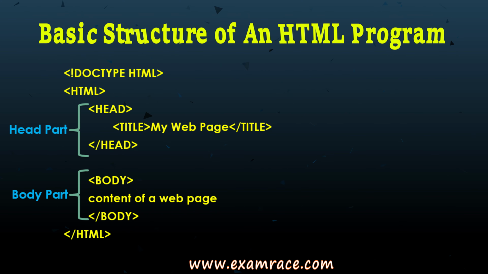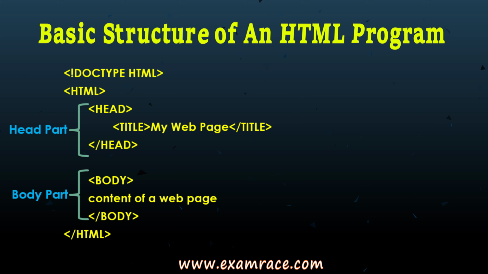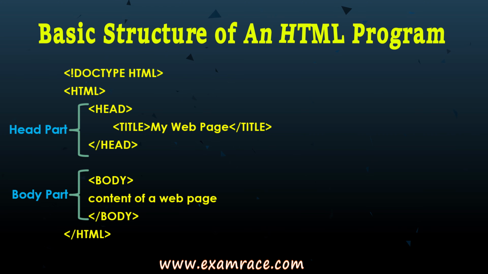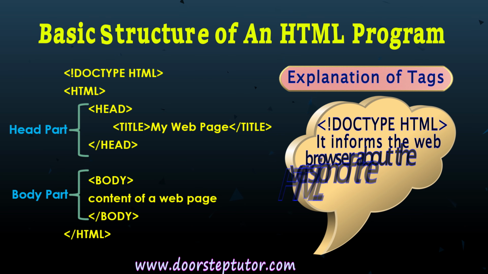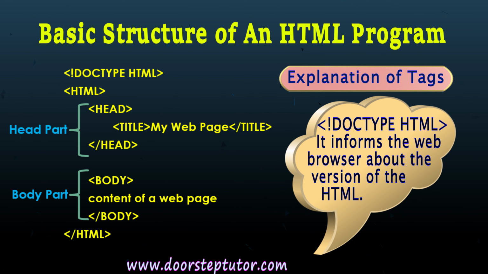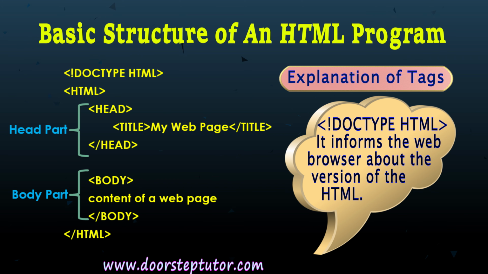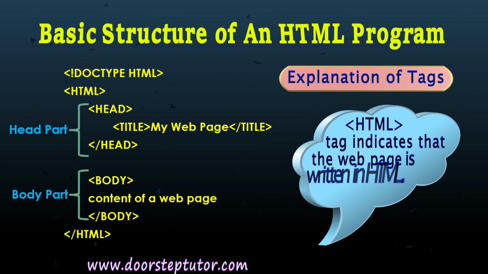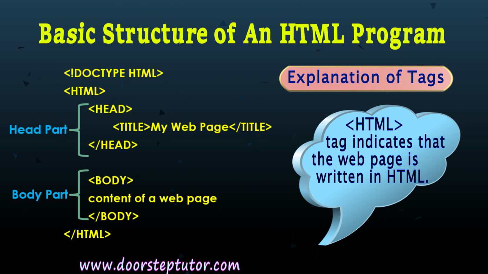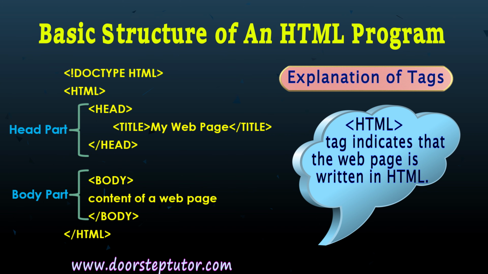What is the basic structure of an HTML program? We use various tags in the HTML program, as we can see in the code. First is doctype HTML. Doctype HTML means that if we want to mention the version of the HTML, we can simply write the version under this tag. Then HTML, these are double tags. Double tags in the sense that we will have one opening tag, then one closing tag with the backslash.